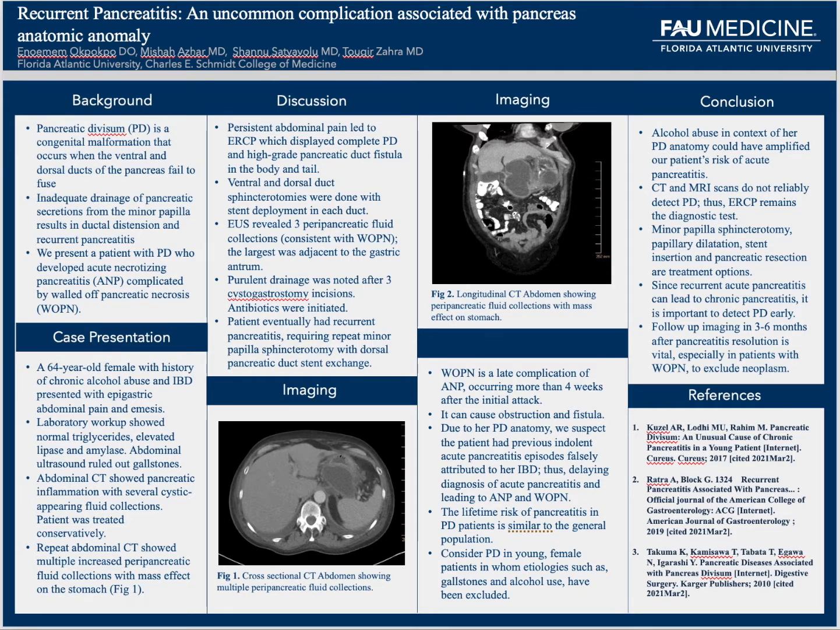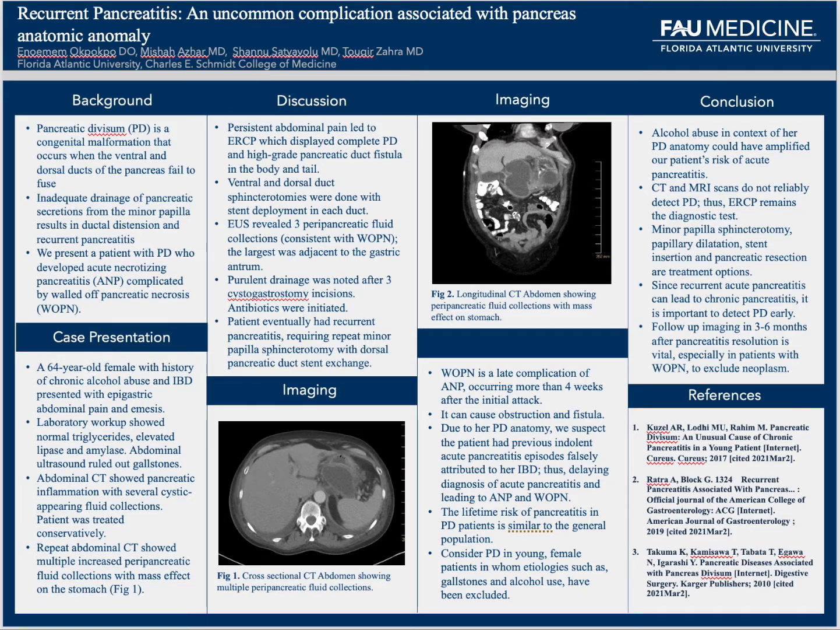I'm going to initiate this conversation by presenting a 64-year-old female with a history of chronic alcohol use as well as inflammatory bowel disease who presented with initial complaints of abdominal pain and emesis. Her lab work at the time showed normal triglycerides, however, lipase and amylase were noted to be quite elevated.